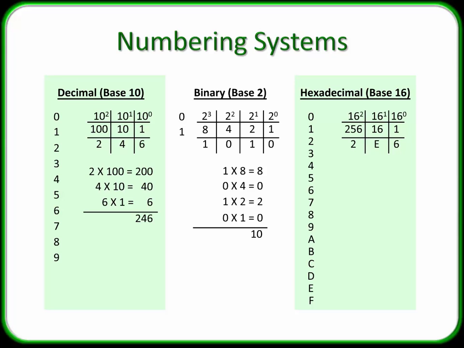So let's translate that just like we did previously. The first column, or I should say the third column, is 2 times 256. We'll add to that 14, because remember E is the equivalent of decimal 14, and it's in the 16s column, so we multiply 14 times 16, and then in our last column 6 times 1. So we add up the total of those three values and we come up with our final result of 1,414. So 2E6 in hexadecimal is the equivalent of 1,414 in decimal.